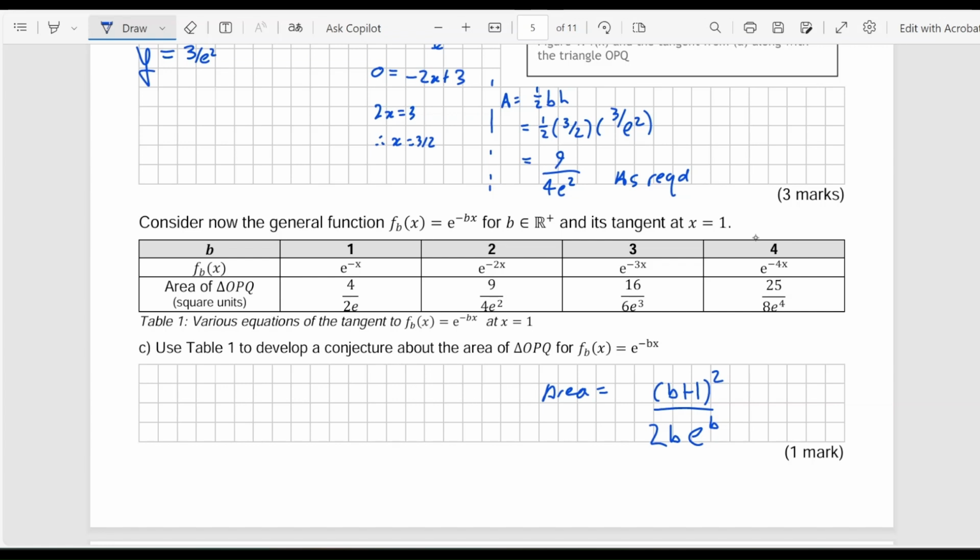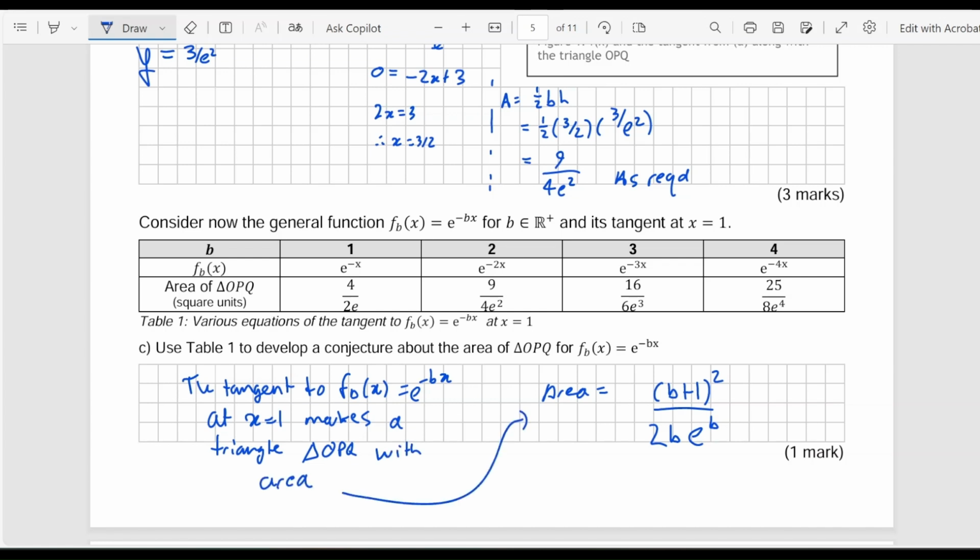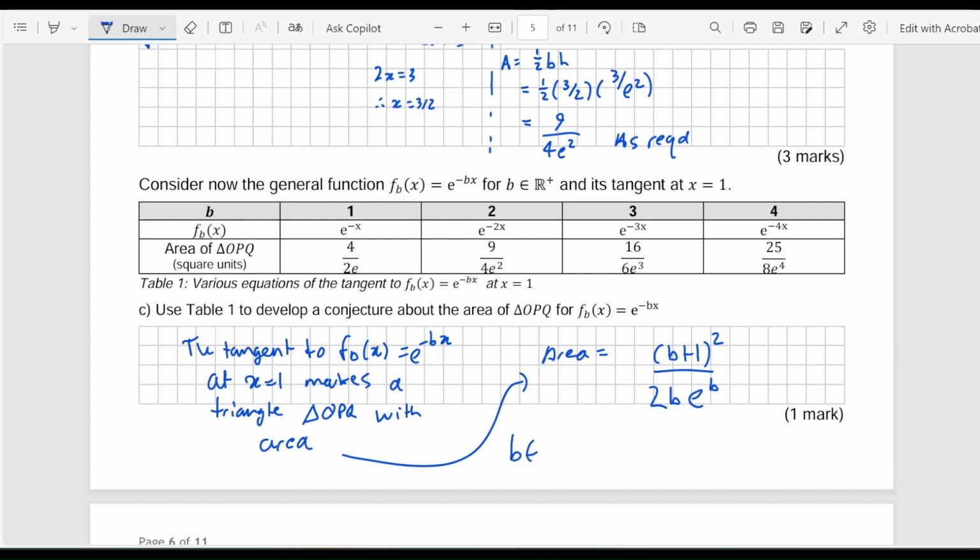So we can just say the tangent to f_b of x equals e to the minus bx at x equals 1 makes a triangle OPQ with area given by that. And b is in R plus. It's got to be a positive real number.